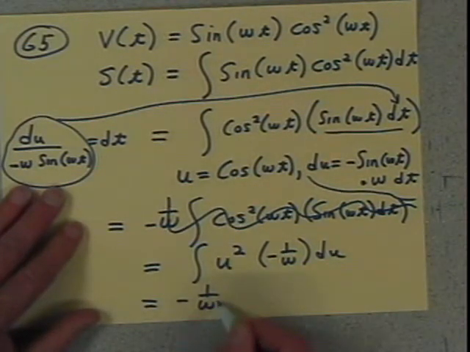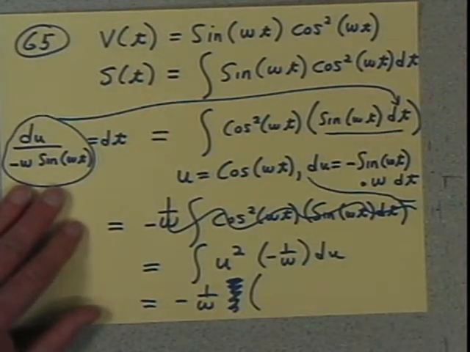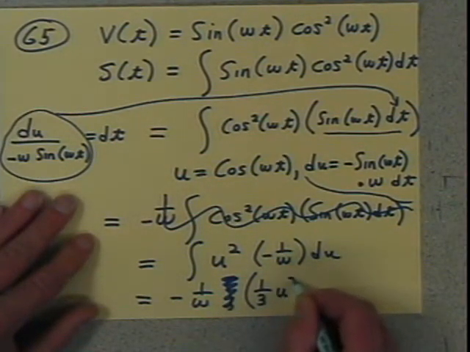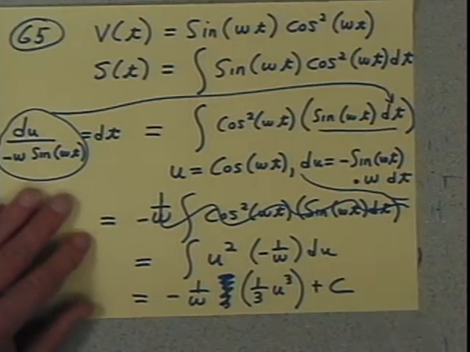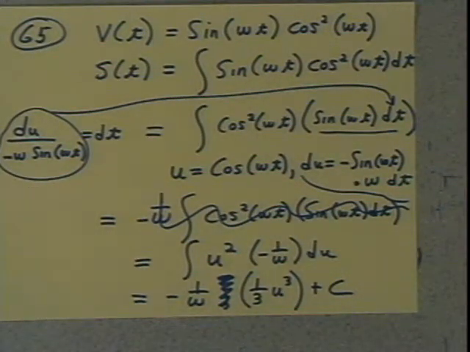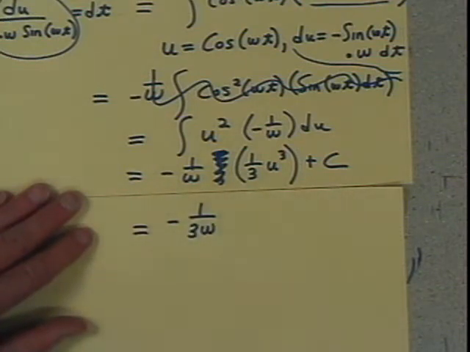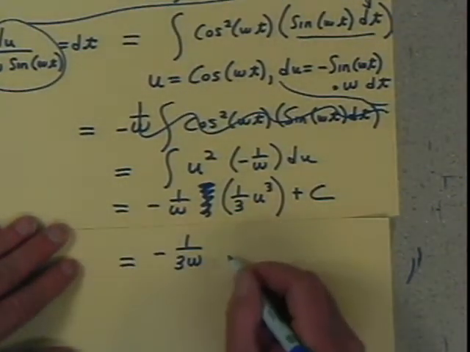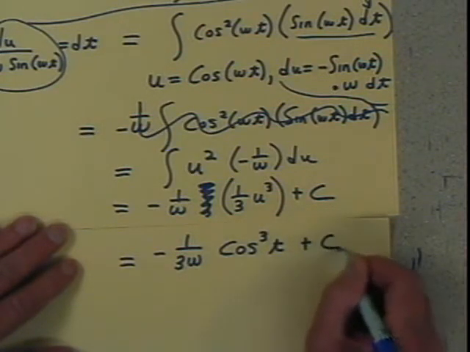Okay, so now we're back to where we were, but being a little more careful. I think we can go for the antiderivative. We don't need another integral. What's the antiderivative of u squared? That's where the 1/3 comes from, and then plus c. But they want the final answer not in terms of u, they want it in terms of t. So now we do the substitutions. You can see where you get the minus 1 over 3 omega. But what did u stand for? So this would be cosine cubed of t plus c.